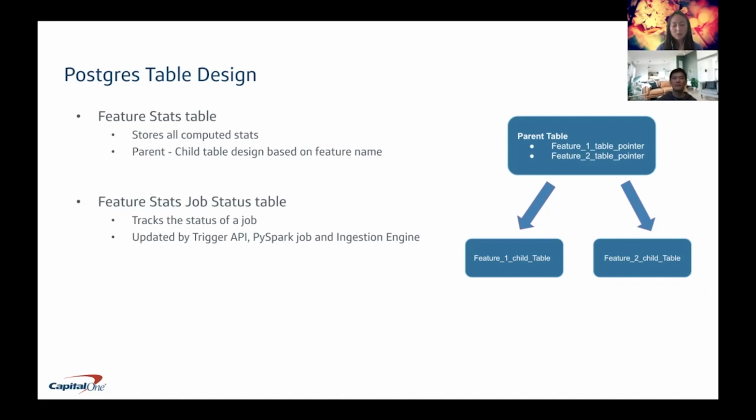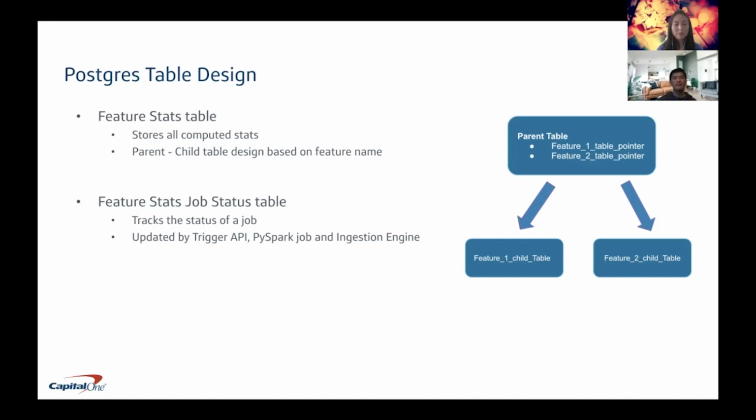The reason we designed it that way is so that we can have a more flexible table schema. If we want to add a new statistic into our system, we don't have to change the database schema again and again. We also utilize this parent-child table design. In the parent table, we only store the index of the child table, and then the request is actually directed to the child table, and all the data are saved in the child table. We partition these tables based on the feature name, just so that it's easier and faster when users try to retrieve their feature statistics.